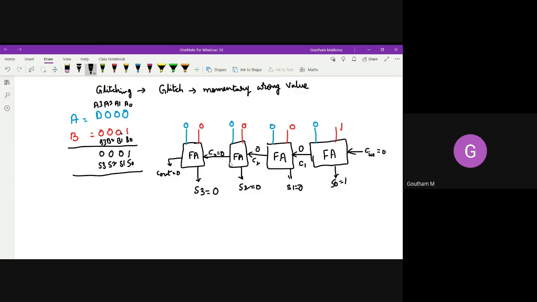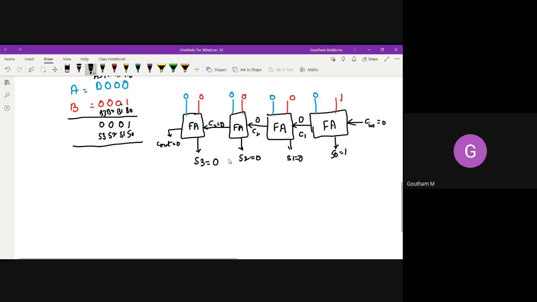Now let me try to explain the phenomenon of glitching, how glitching occurs. If one of the operands changes, let me follow the same color coding. Let me say A is equal to 1111 and B is equal to 0001.